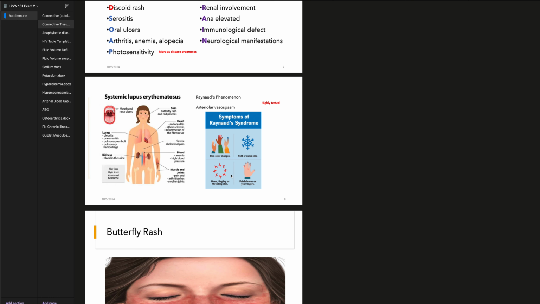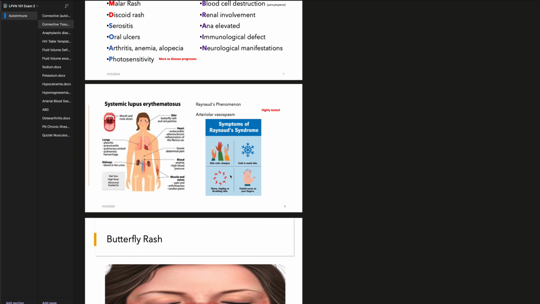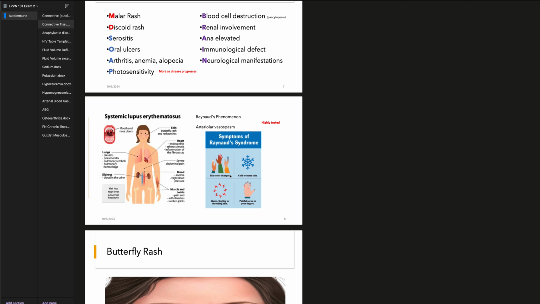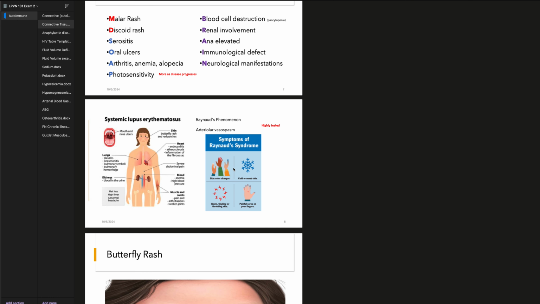All right, they can have oral ulcers, arthritis, so joint pain is common, anemia, they get pancytopenia. And as the disease progresses, they get more photosensitive. Okay, so that could cause an exacerbation as the disease progresses. They can develop chronic kidney disease from this. And we talked about pancytopenia when we talked in the cancer lecture. So that's a reduction in red blood cells, platelets, and white blood cells.